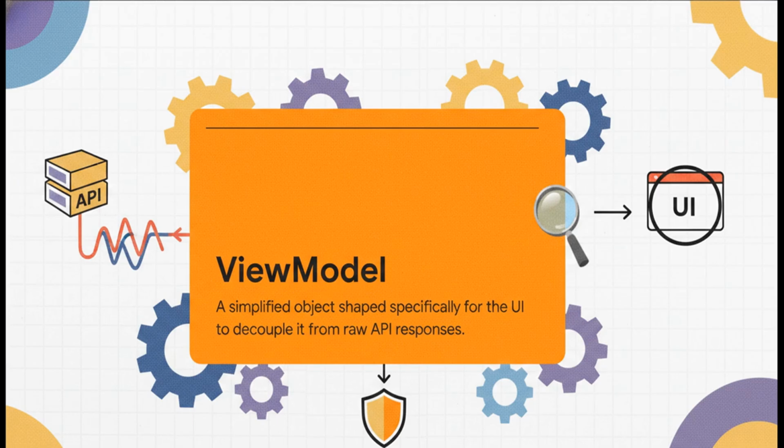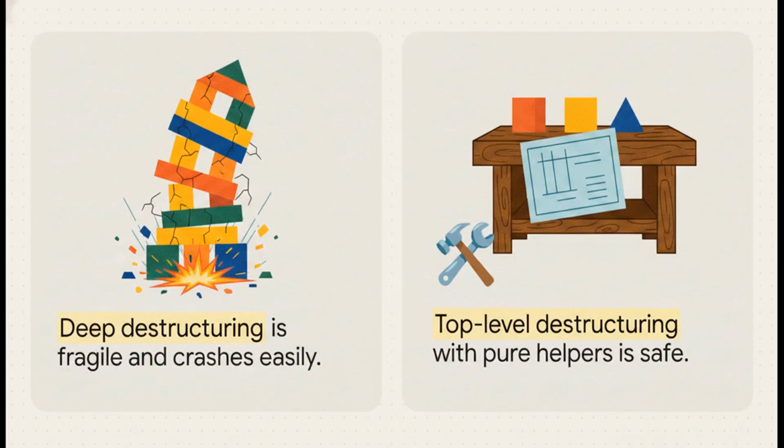By creating a view model, your UI only has to speak one, totally stable language. So if the backend API completely changes its nested structure tomorrow, your UI doesn't care. It is completely insulated. To build this view model effectively, we use data transformation functions.